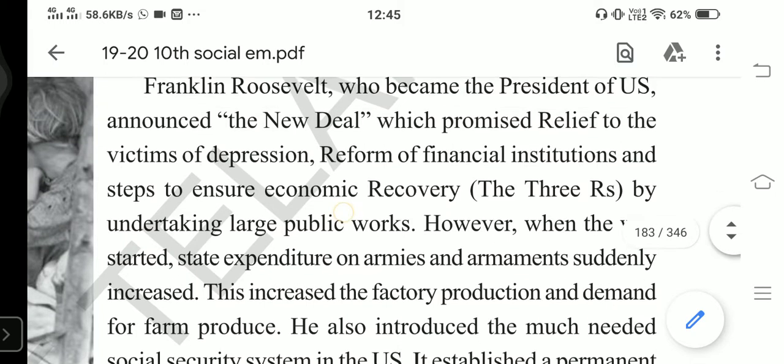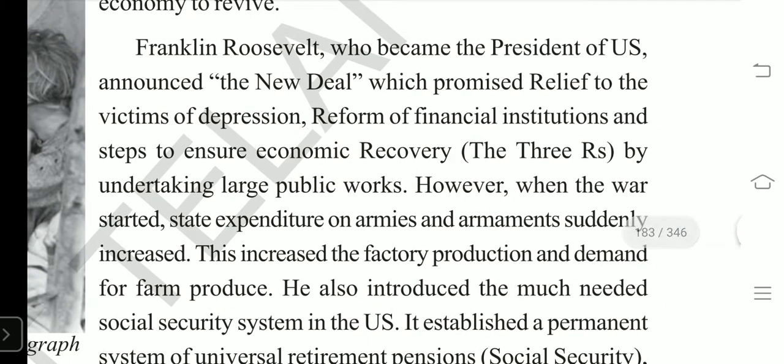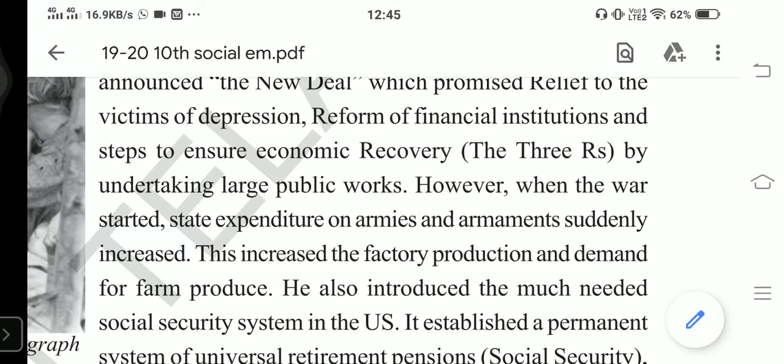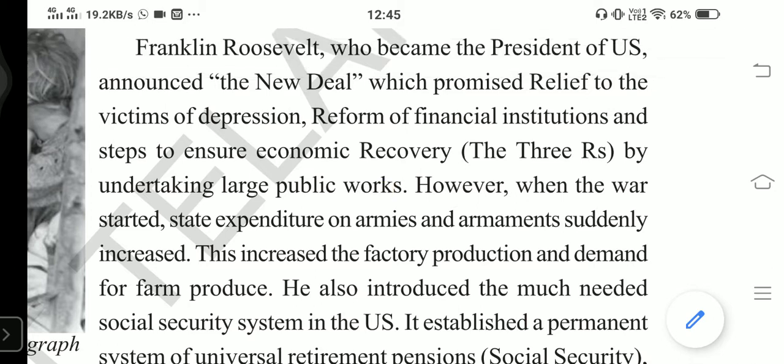So to make this program a success, they undertook many public works. What do you mean by many public works? They established schools. The government invested funds in government schools. The state invested funds in the construction of roads, in industries, and recruited the workers. And a very important point is that it was the beginning of the Second World War.